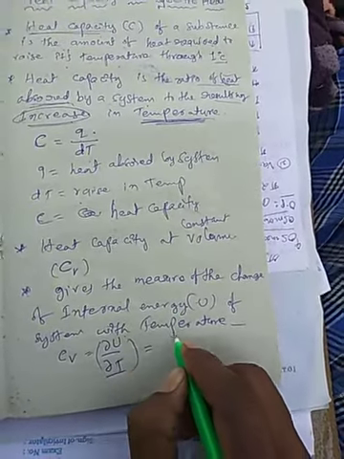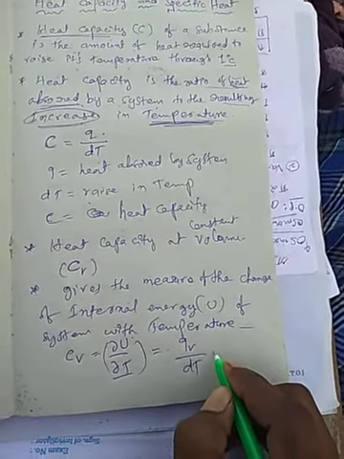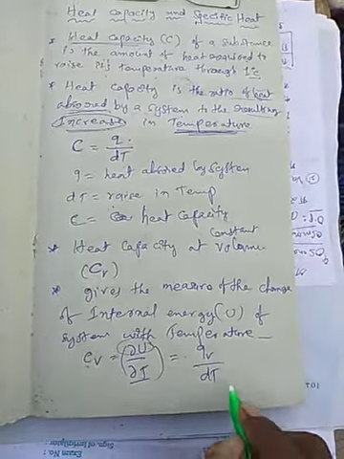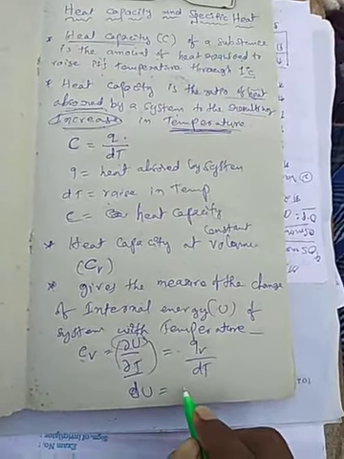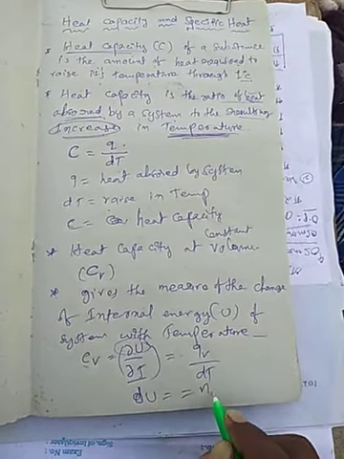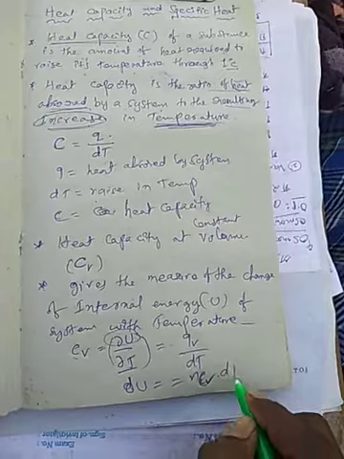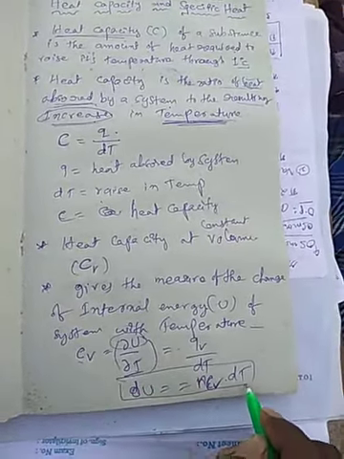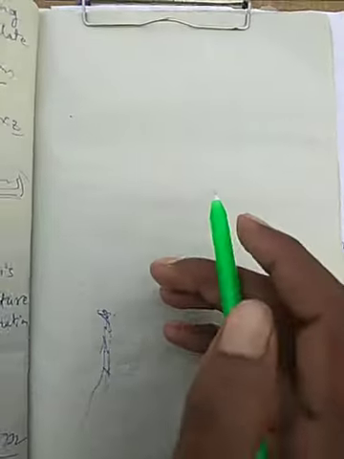Now we can write it as Qv by dT. Now I need only U, so you can write dou U is equal to n Cv dT, where we take n number of moles. This is also one we can write for the equation.